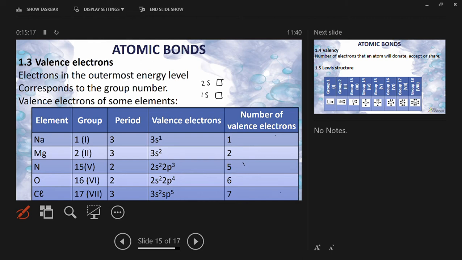Hoeveel elektrone het 'n natriumatoom? Remember, atom means it's neutral, né? So hy het eweveel elektrone en protone. Okay, so hoeveel protone het 'n natriumatoom? Kyk op jou periodieke tabel. 11, né? So hoeveel elektrone sal hy hê? Ook 11, okay? And now, do you guys remember you fill it from the bottom? You say 1, 2, 3, 4, 5, 6, 7, 8, 9, 10, 11.